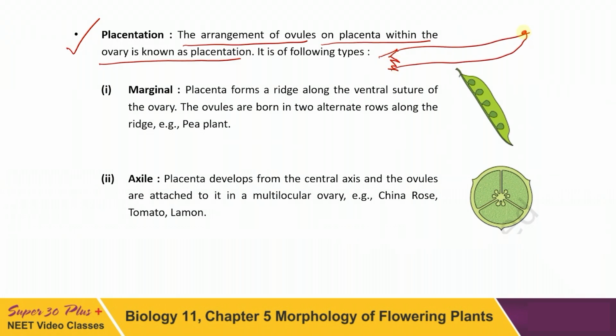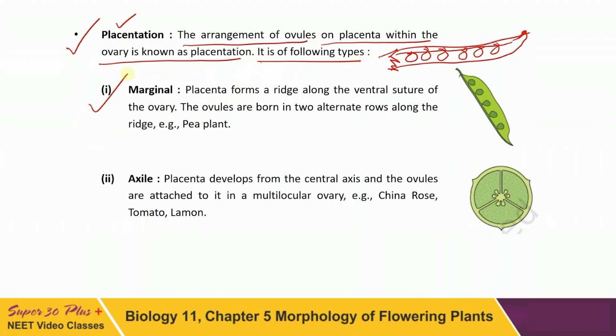You see in pea fruit, on this side, we have a double line, a suture, and the ovules are found arranged in a line on this margin. Is it right? So this is an important characteristic. Arrangement of ovules is an important characteristic of a family. Arrangement of ovules on placenta within ovary is called placentation, and it may be of the following types.